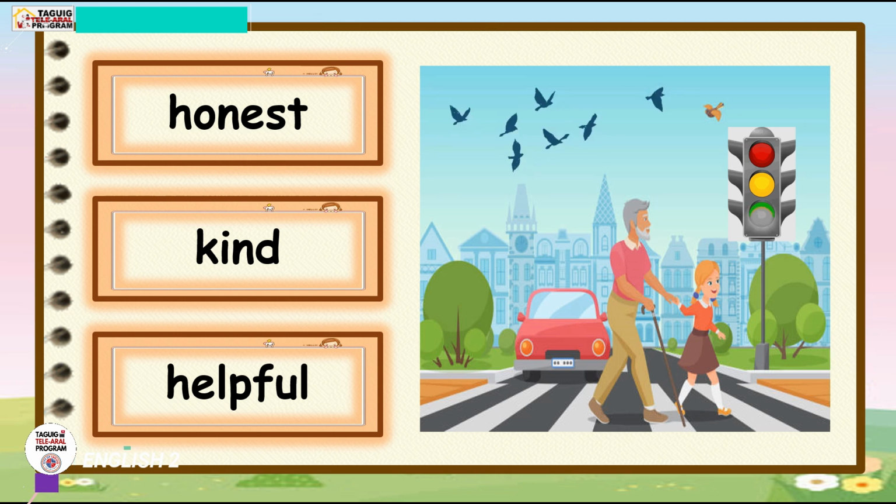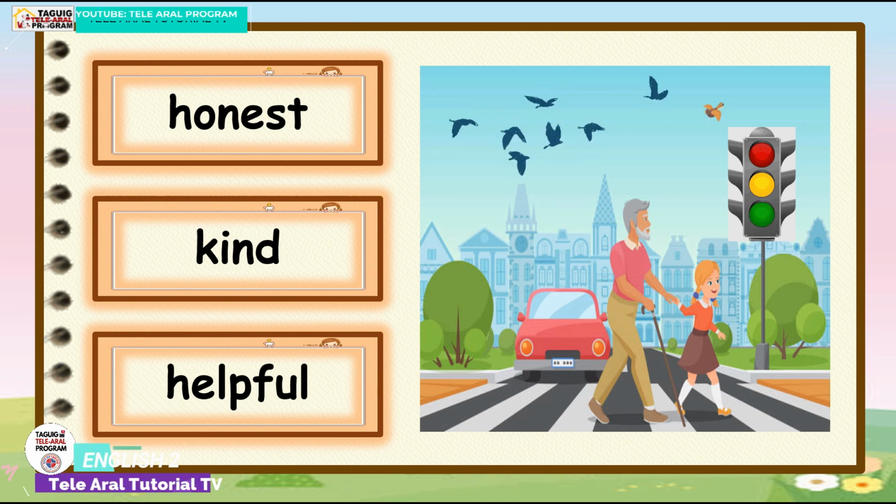What traffic light's color tells us that we can now cross the street? Yes, that's right! Always remember that when the traffic light shows green color, it means go. It tells us that we can cross the street safely. But when the traffic light shows the red color, it means that we need to stop. In the picture, the girl held the hand of the old man while crossing the street using the pedestrian lane.